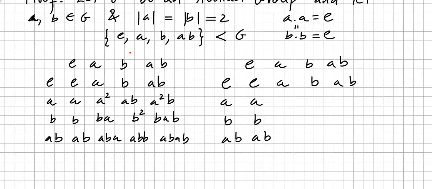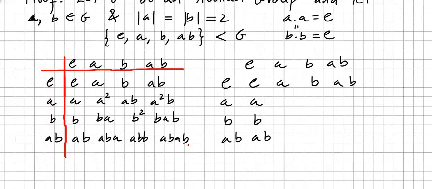Okay, so in order to be a subgroup, we have to prove all properties of a group, right? So first let us prove that it is closed under the operation. So we provide here a Cayley table, where the elements are E, A, B, AB. The identity times these elements stays the same. A times A is A squared, A times B is AB, A times AB is A squared B. B times A is BA, I'm respecting the order, B times B is B squared, B times AB is BAB. AB times A is ABA, AB times B is ABB, AB times AB is ABAB.